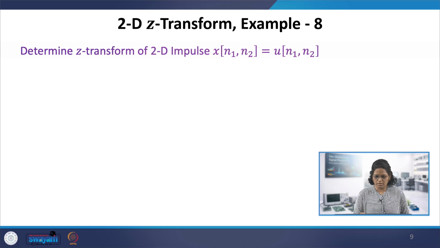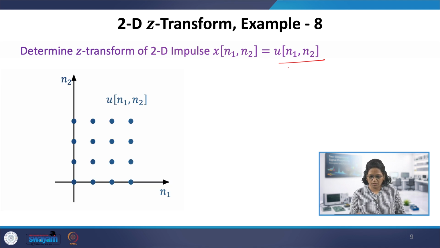So the next example is u of n1 comma n2. We had seen this is separable, and the step sequence, also we can use that property. Also we can see that u of n1 comma n2, if we plot, we are using it along with other sequences. What is the Z transform of this?